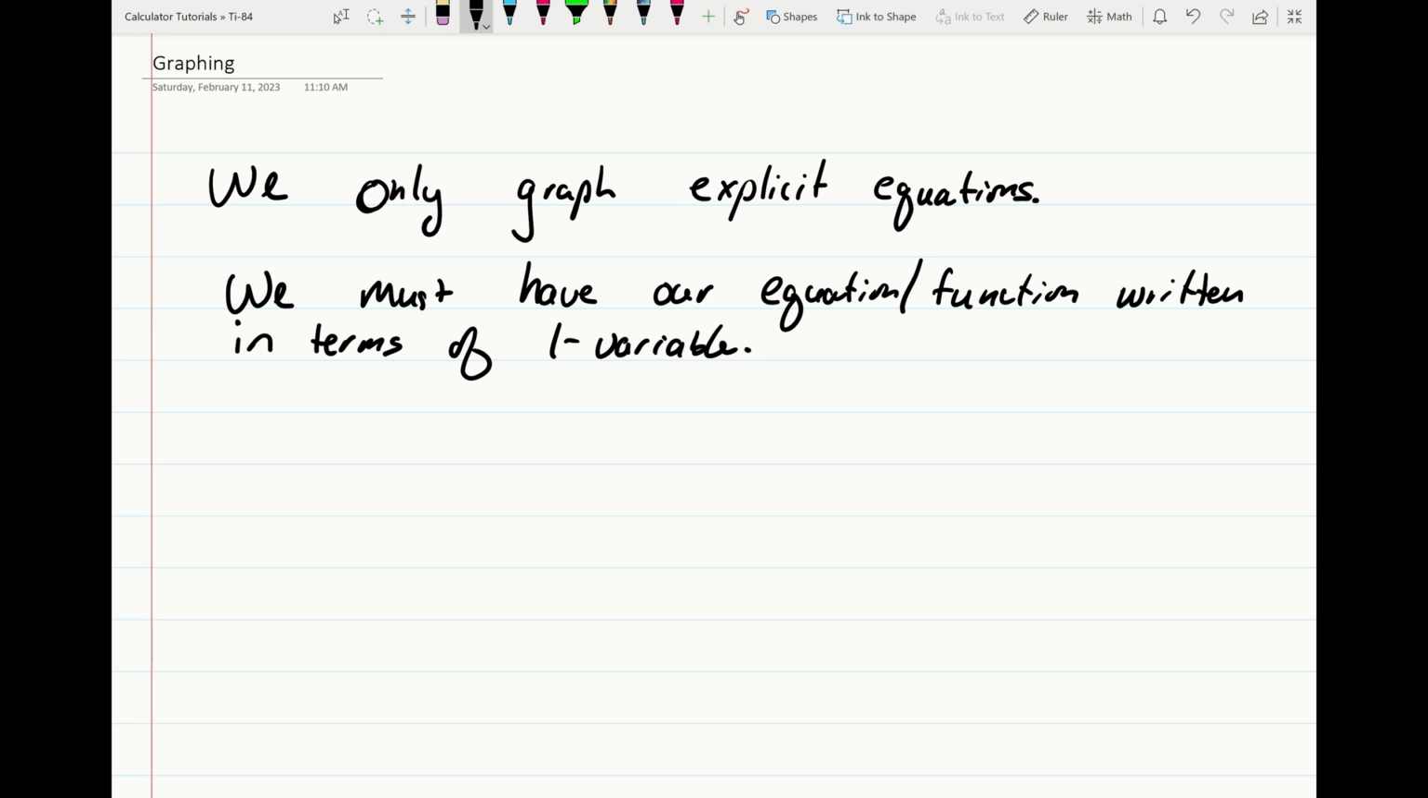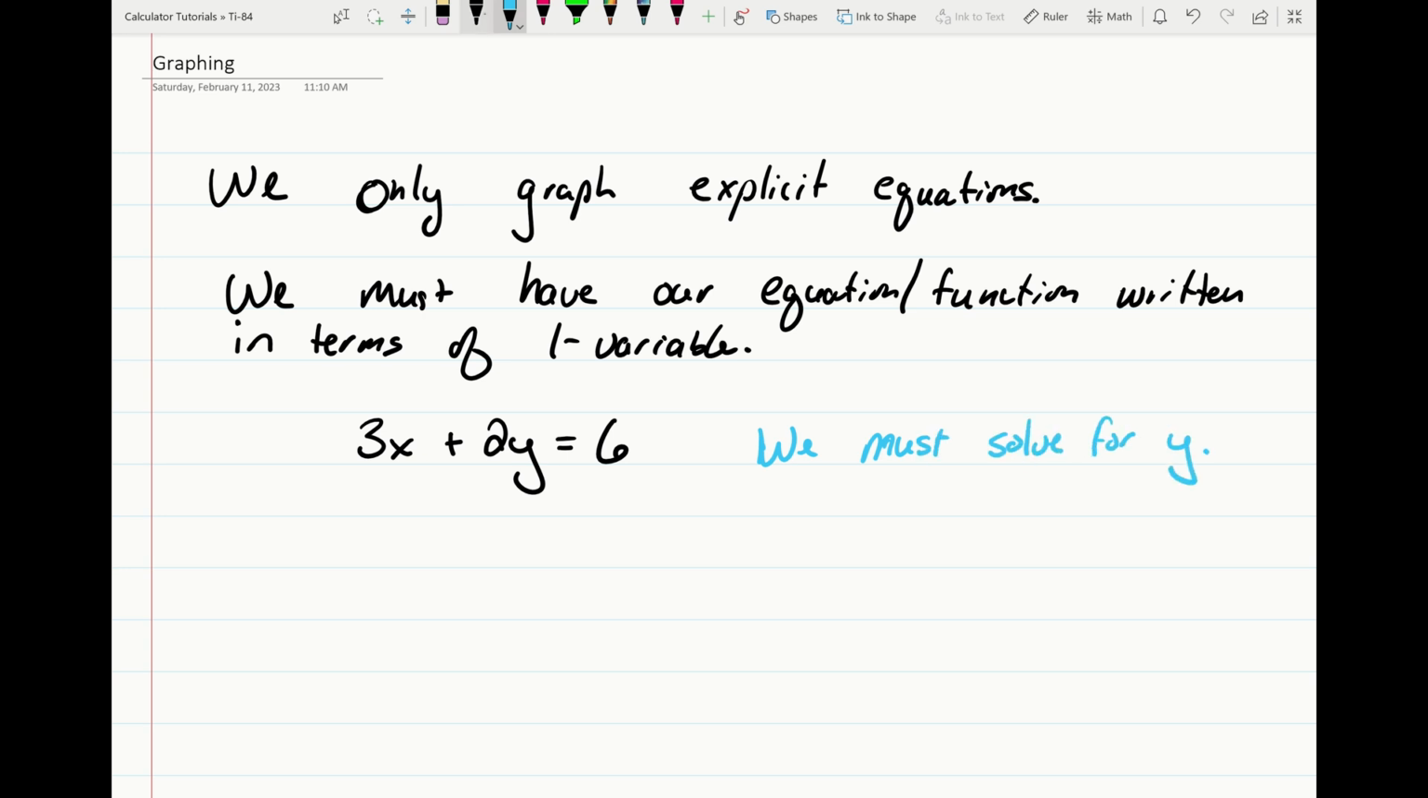Let me show you an example. Let's say, for example, we had 3x plus 2y equals 6. Okay? Well, the way that this is set up right now, it's not solved explicitly for y. So what we have to do is we must solve for y.